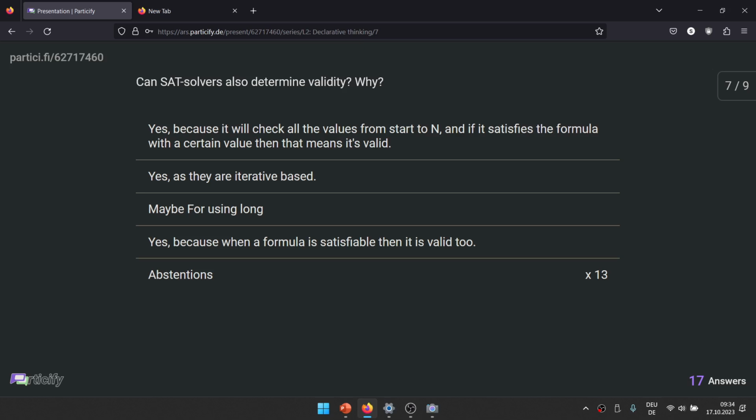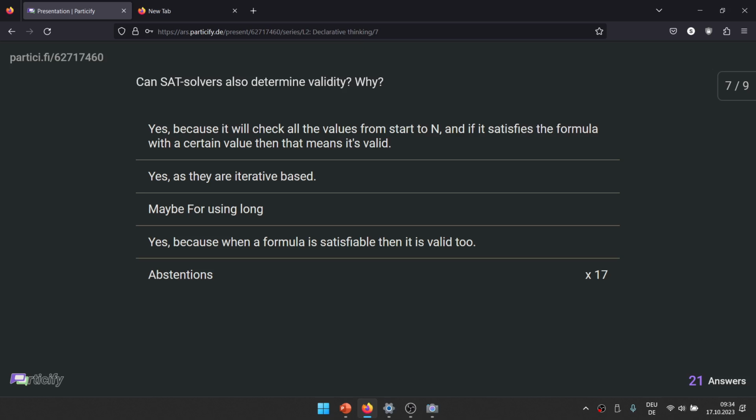So then the top one says yes, because it will check all the values from start to n, and if it satisfies the formula with a certain value, then that means it's valid. But if it satisfies the formula only with one of the values, then it means it's satisfiable, right? That doesn't mean that it's valid. And I think the last one says yeah, because the formula is satisfiable, then it's valid too. So can somebody tell me, is that correct? That if a formula is satisfiable, then it's valid too.